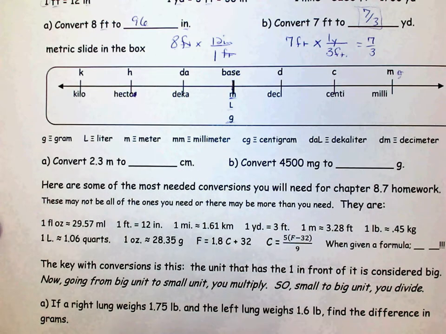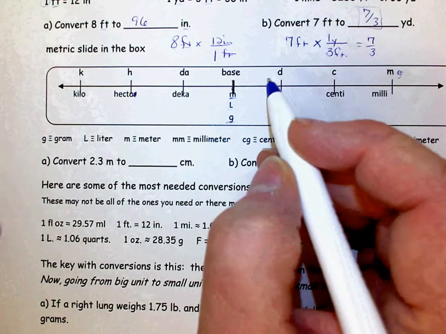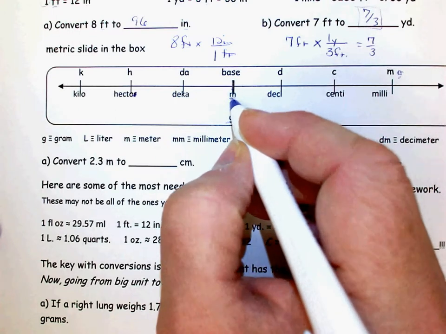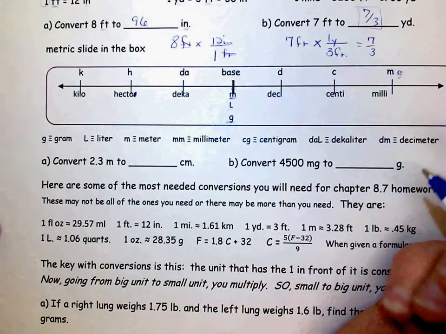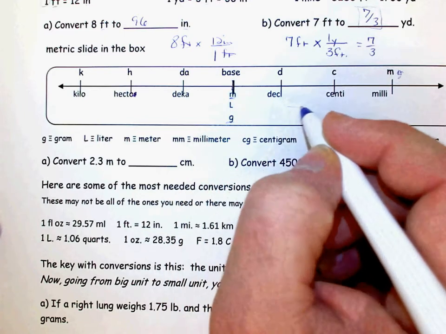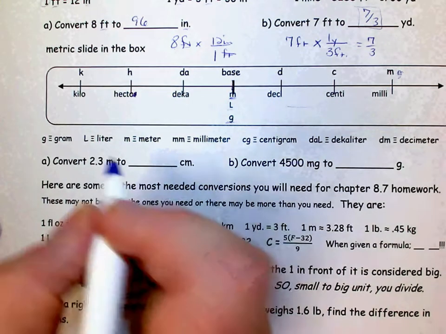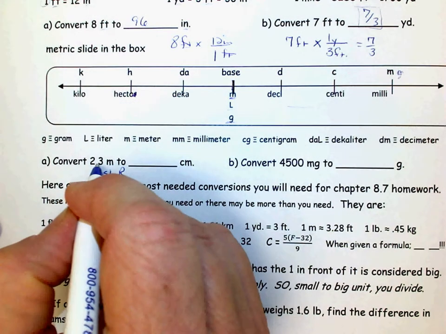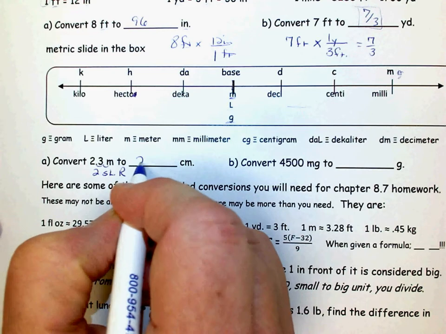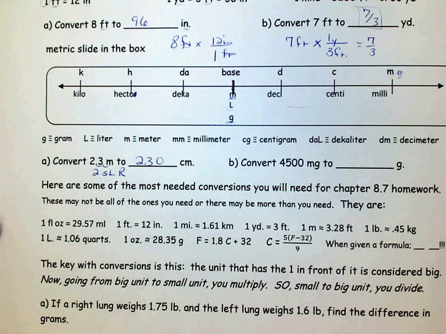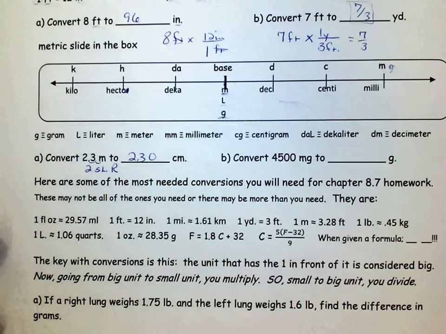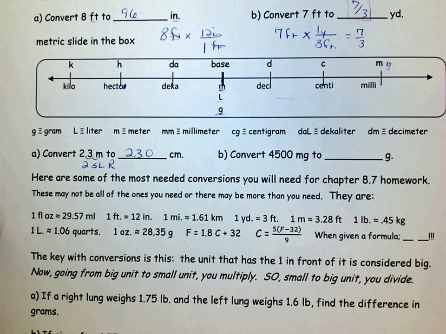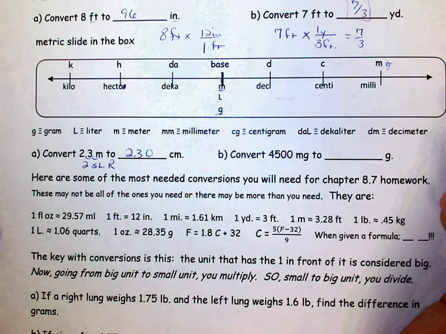Then convert 2.3 meters to centimeters. This is the coolest and easiest thing there ever was. Meter is here, and we need to go to centi. So that would be 2 slides to the right, so 2 slides right. So I take 1, 2, so that gives me 230 centimeters. You know, back in the 60s, 70s, and 80s, when they tried to convert us to the metric system, if they would have taught it like this, we would be there now. But since they didn't, we're not.